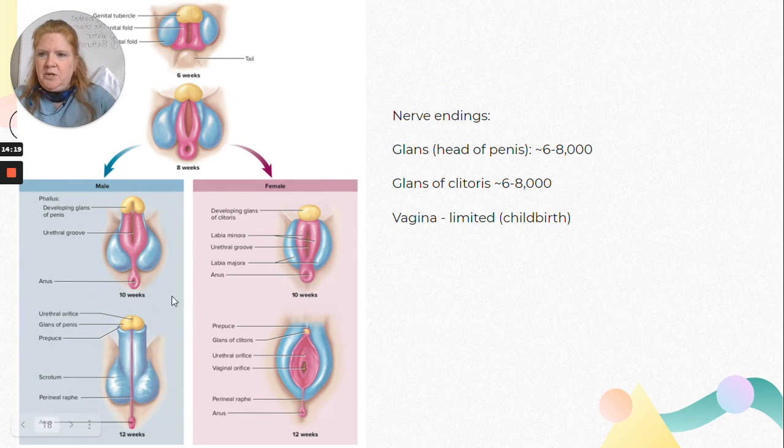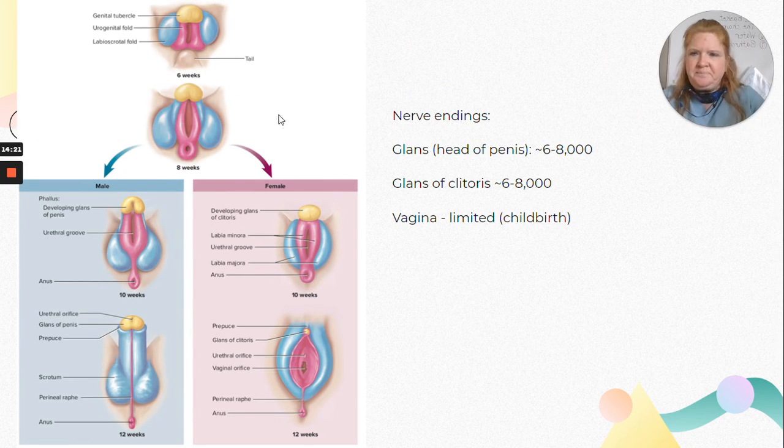So here is a good image right here. You could see originally at 6 weeks, it looks exactly identical. Somewhere between the 6 and 8 week mark is when differentiation is going to happen. So male assigned at birth characteristics will develop in the presence of an activated SRY gene, and female assigned at birth characteristics will develop in the absence of that gene being turned on. Okay, but we talked about before, there are lots of glitches in that process.